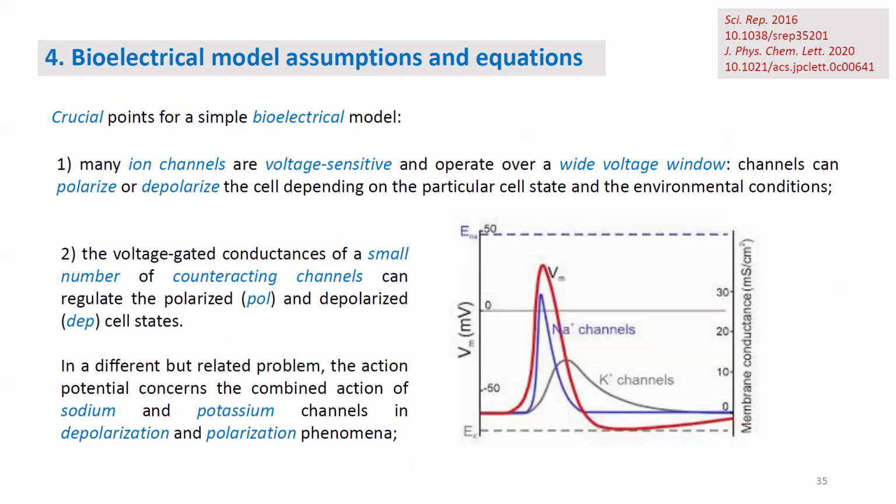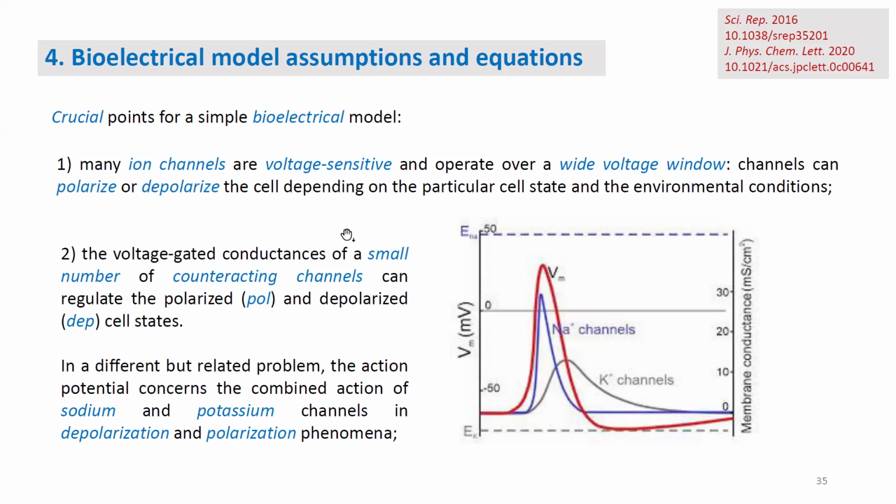First, ion channels, which are voltage sensitive, tend to operate over relatively wide voltage windows. This is good from the point of view of getting a rich pattern of responses, but is also bad in the sense that some context-sensitive scenario is to be anticipated because of the wide voltage window. A given ion channel can polarize or depolarize the cell depending on the particular cell state and environmental condition.